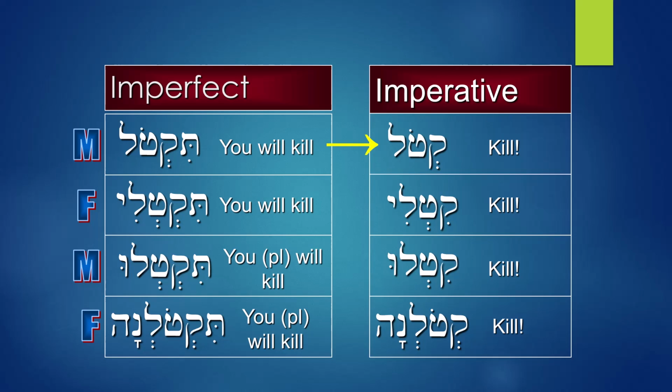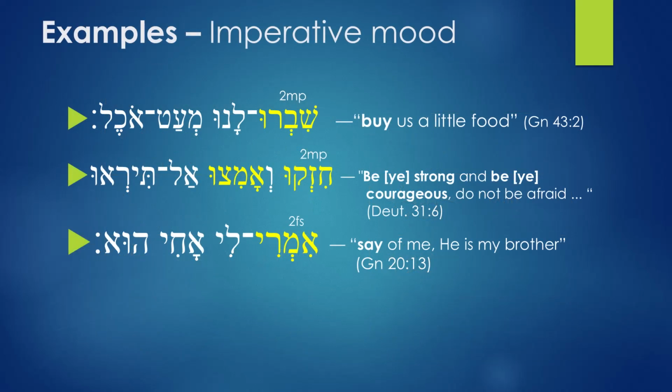Alright, let's look at the examples. First one you have Shivru lanu me'ad ochel. Focus on shivru. Now, the word shivru is imperative because the t has disappeared. The form looks imperfect with only the t disappearing. So you have shivru. That hirek is a sign that you had two shuas and you had the t prefix. So the t has disappeared, so you have shivru. And because of that u suffix, it's masculine plural.